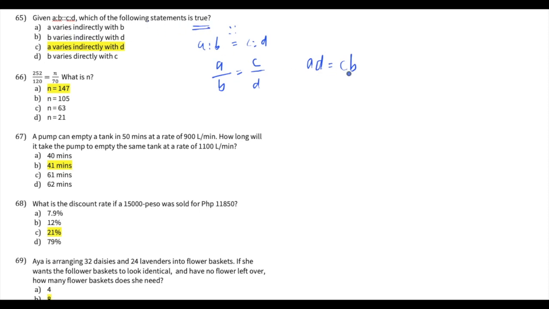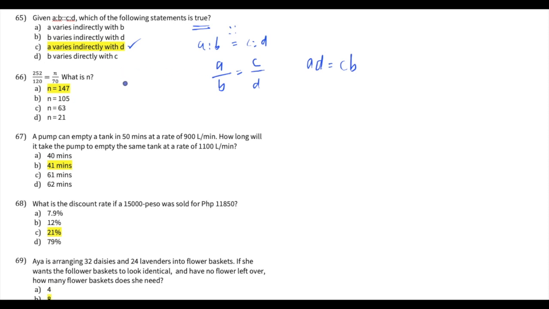Which of the following statements is true? A varies indirectly with B. False. Okay? Kasi pantay lang sila dyan. B varies indirectly with D. False ulit. Kasi they vary directly. Pag mag-increase yung B, mag-increase din yung D. A varies indirectly with D. Okay, if you check this one, that's true. Kasi, nandito sa taas ang A, nasa baba ang D. So, letter C is true. But let's check. B varies directly with C. That's false. Kasi, as you can see here, kapag tumaas ang C, dapat bababa yung B.